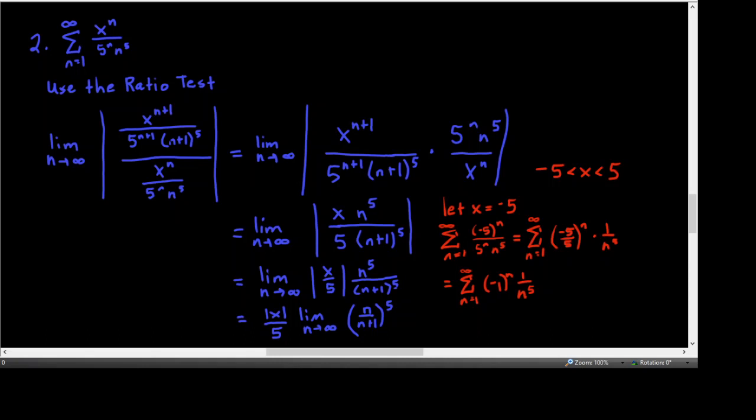Okay, so this is an alternating series. With that -1 raised to the nth, we know it's alternating. Since that's an alternating series, we need to identify what a sub n for that would be. It's 1 over n to the 5th.